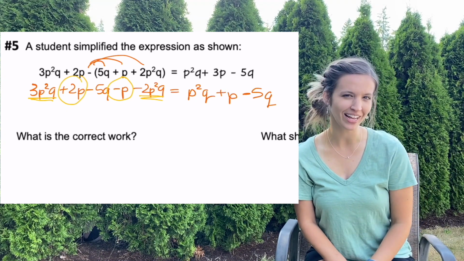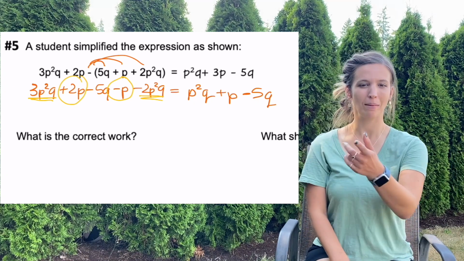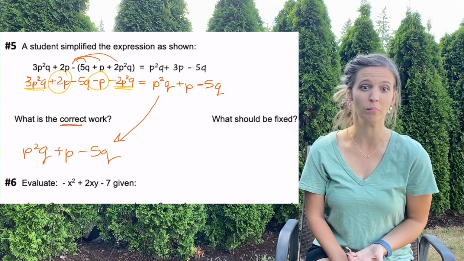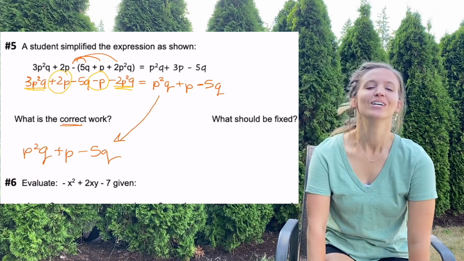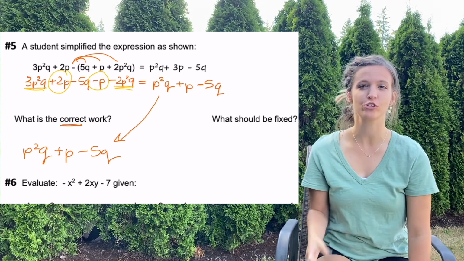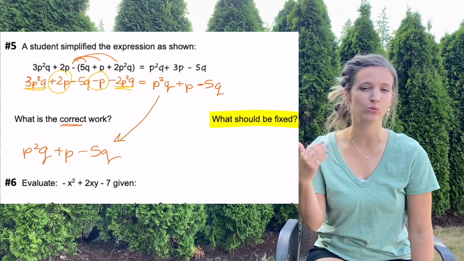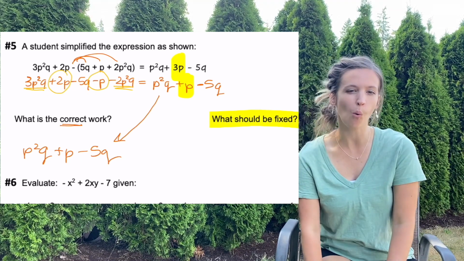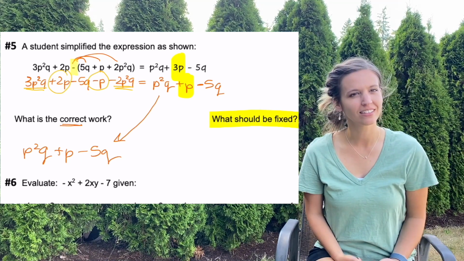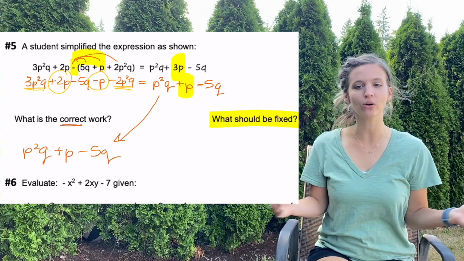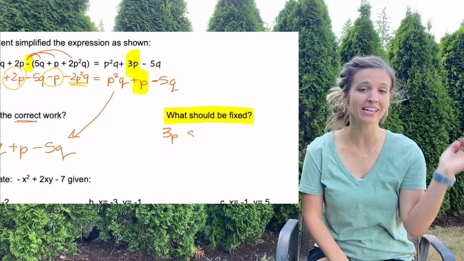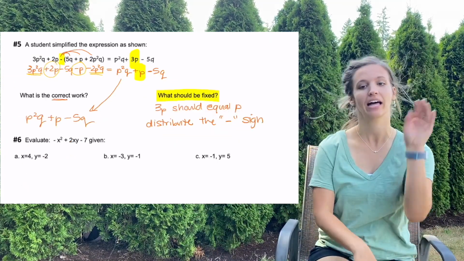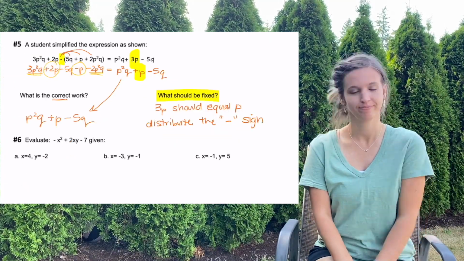Is that what the student answer was? No, so the corrected answer is what I just said, p squared q plus p minus 5q. So what should be fixed? Well, if I compare the student answer to my answer, it looks like the only difference was that middle term, that 3p versus just plus 1p. So what could the issue have been? They forgot to distribute the negative sign. Yeah, they totally forgot to distribute the negative sign. So instead of 3p, they should write plus p, and then we can explain that they need to distribute that negative sign.